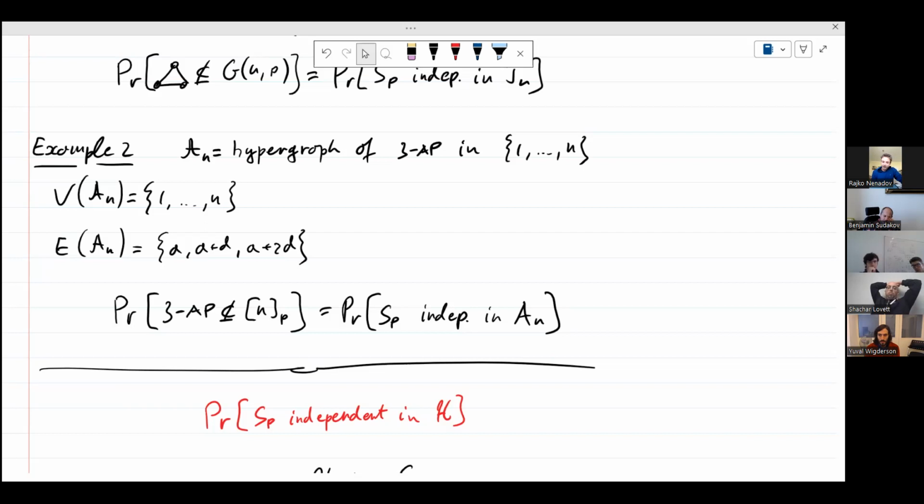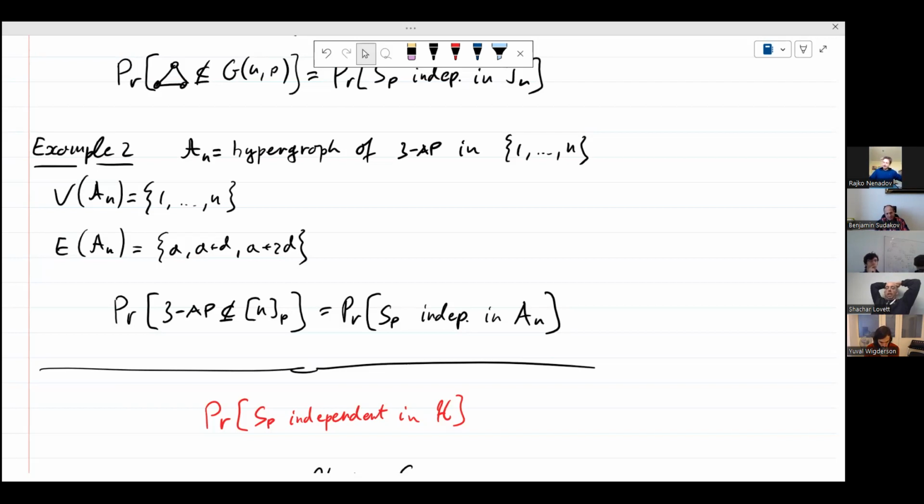So the vertices of my hypergraphs are numbers 1 up to n, and three numbers, or three vertices, form a hyperedge if they form a three-term arithmetic progression. So every triple of the form a, a plus d, a plus 2d, where all three numbers are between 1 and n, forms a three-term arithmetic progression, right?